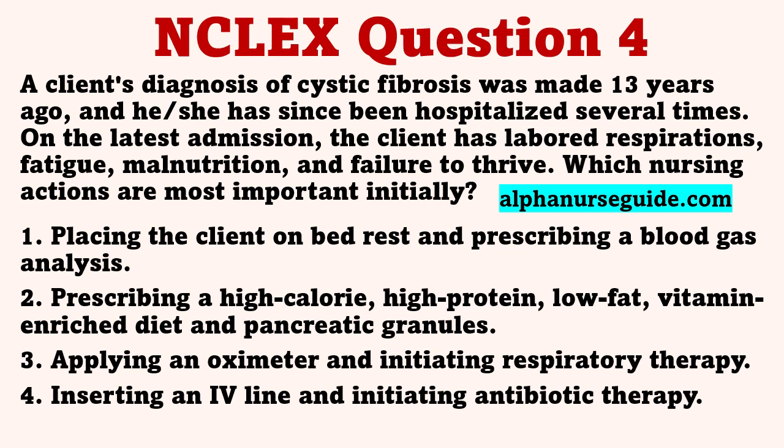However, although blood gases will probably be prescribed, the oximeter readings will be used to determine oxygen deficit and are, therefore, more of a priority. A diet high in calories, proteins, and vitamins with pancreatic granules added to all foods ingested will increase nutrient absorption and help the malnutrition. However, this intervention is not the priority at this time. Inserting an IV to administer antibiotics is important and can be done after ensuring adequate respiratory function.